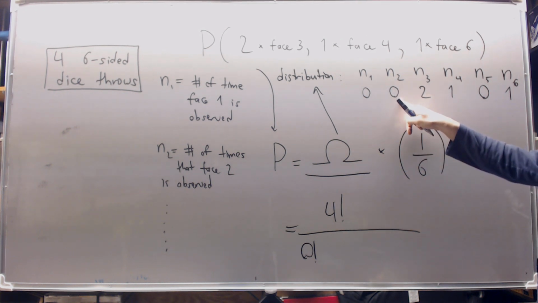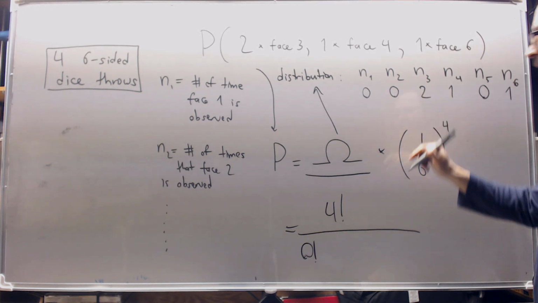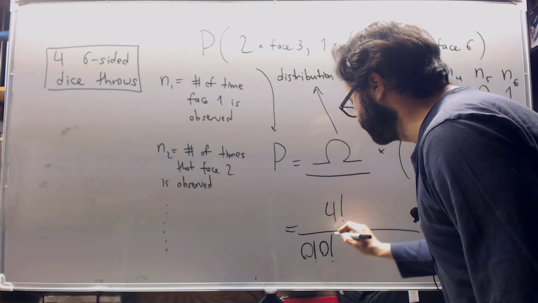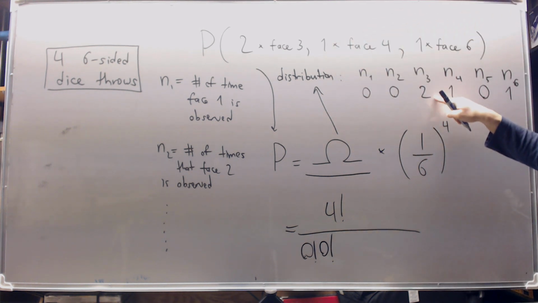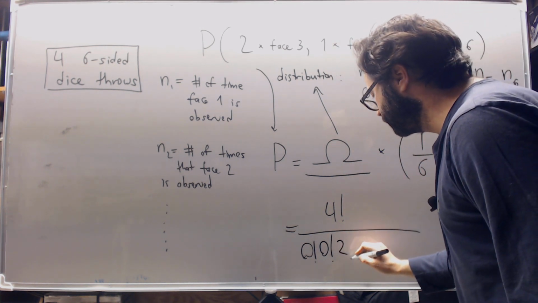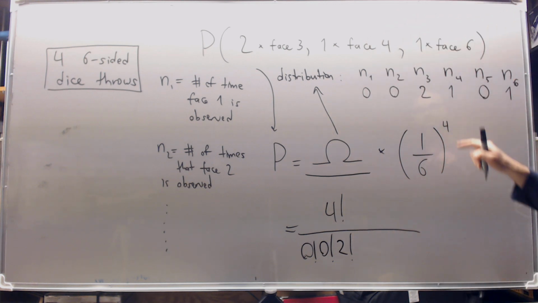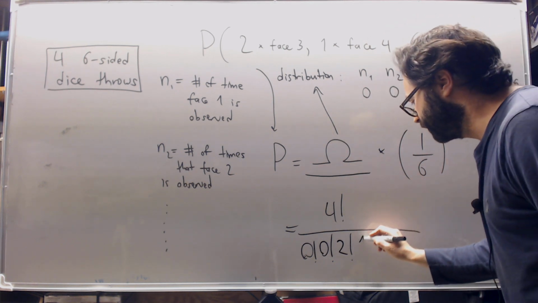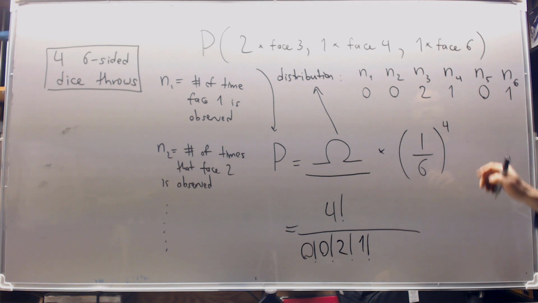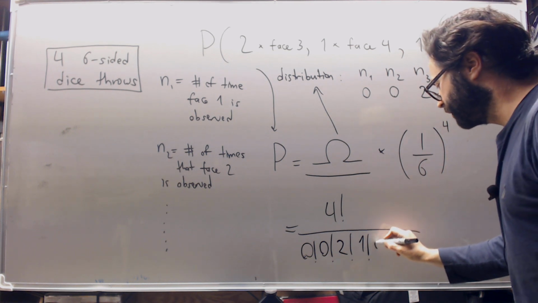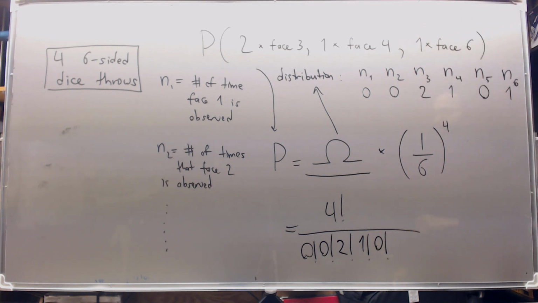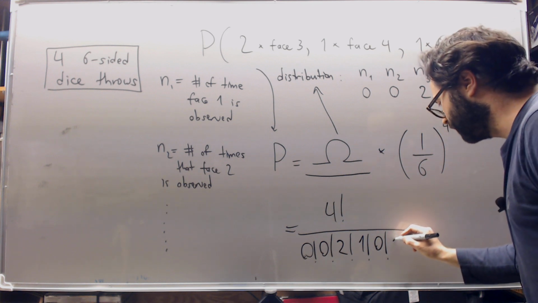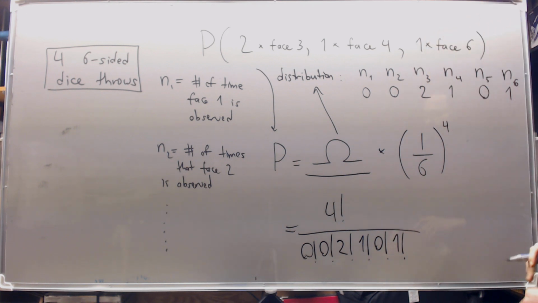In the second bin or category, I have nothing. I again put down 0 factorial. In the third category, I have 2 objects, 2 factorial. Fourth category, I have 1 object, 1 factorial. Fifth category, I have 0 objects, 0 factorial. Sixth category, I have 1 object, 1 factorial.